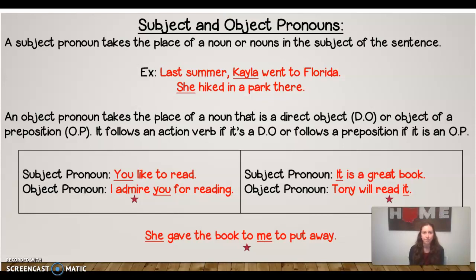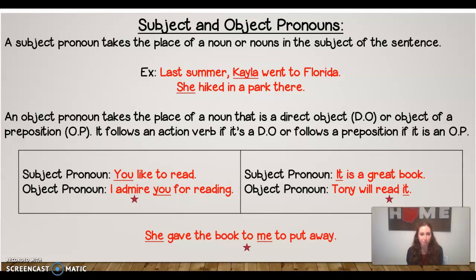So instead of saying Kayla went to Florida, Kayla went surfing, Kayla hiked in a park there, and we keep hearing Kayla over and over, we understand that we're talking about Kayla, so we can then sub out Kayla for she a couple of times to mix up our writing.